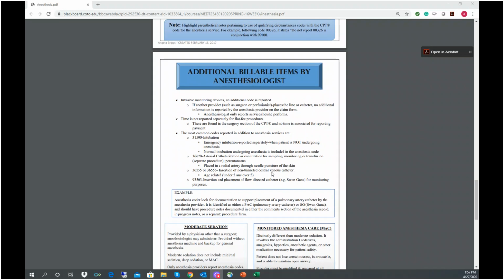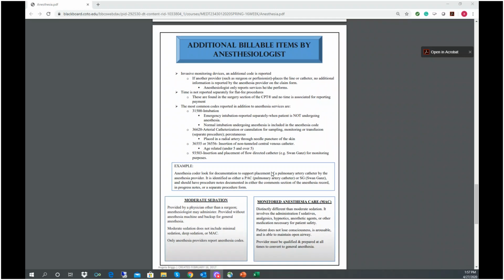Additional billable items by the anesthesiologist. So you have invasive monitoring devices. You can assign an additional code. If another provider, such as a surgeon or a perfusionist, places the line or catheter, no additional information is reported by the anesthesia provider. The anesthesiologist only reports services that he or she performs. Time is not reported separately for flat fee procedures. These are found in the surgery section, and no time is associated for reporting payments.